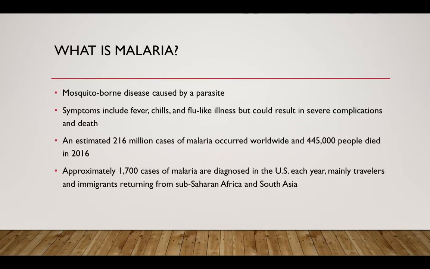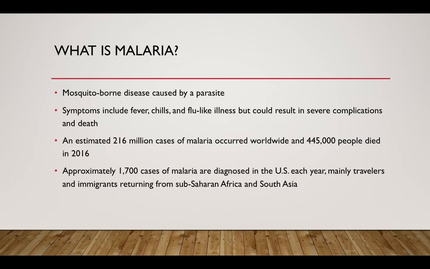Malaria is a mosquito-borne illness that is caused by a parasite. Symptoms include fever, chills, and flu-like symptoms. Because these symptoms are so common, they can often go untreated, which can result in severe complications and death. In 2016, there were an estimated 216 million cases of malaria worldwide, and 445,000 of these cases resulted in death.